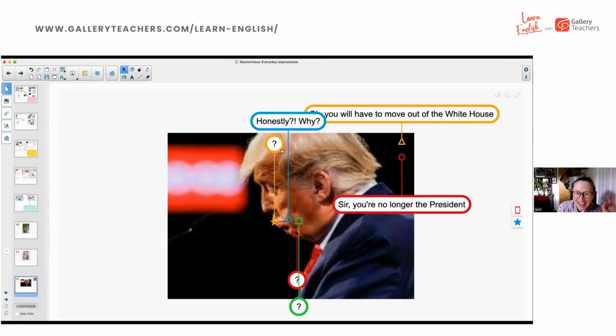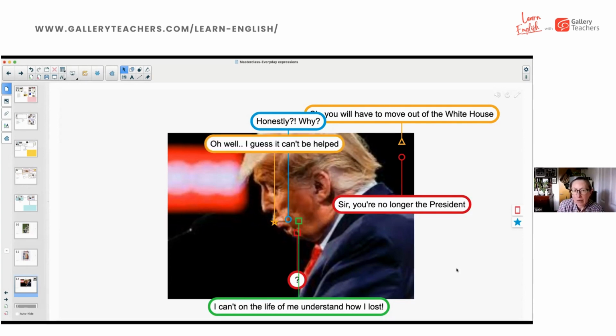Okay. So Donald goes, well, I can't on the life of me understand how I lost. Yeah, I can't on the life of me understand how I lost. Oh, well, I guess it can't be helped. So I have to move out. But I'll be back. Mark my words. Another expression, mark my words, saying, okay, I'm predicting this. Just remember what I'm saying today because it's going to happen later.